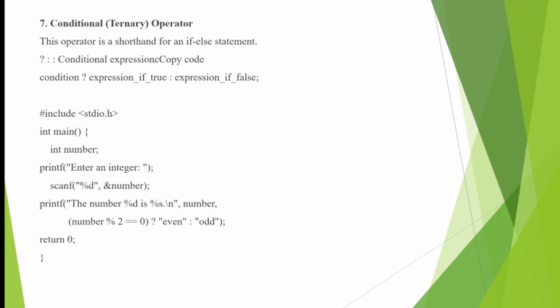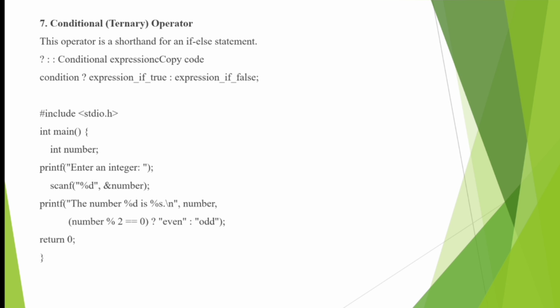So here is an example program using a conditional operator. Here we are declaring int number, and then we are getting it from the user using scanf. Now here we check whether number modulus 2 is equal to 0, it will print even. Whether the condition is false, it will print odd.